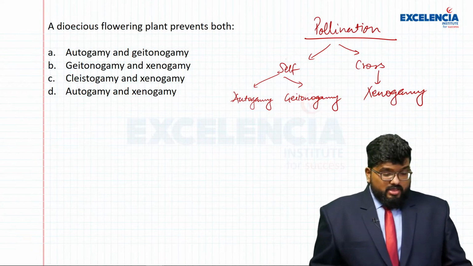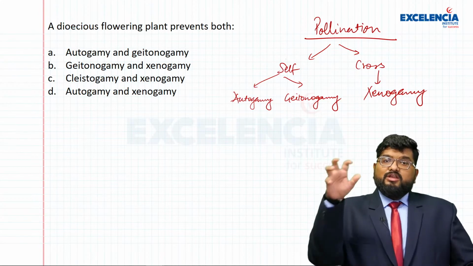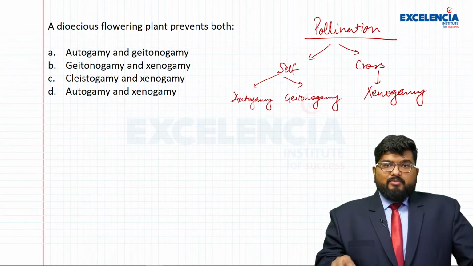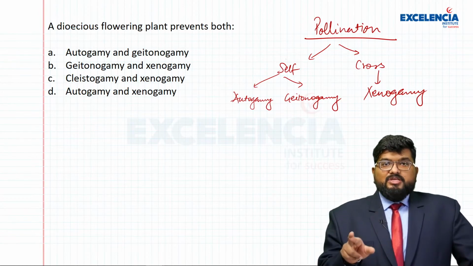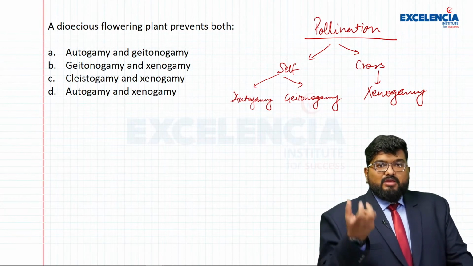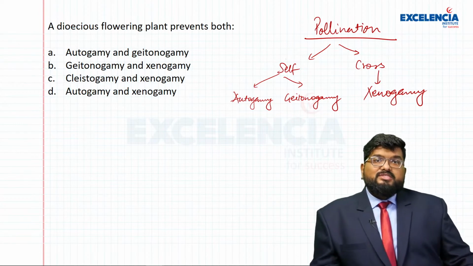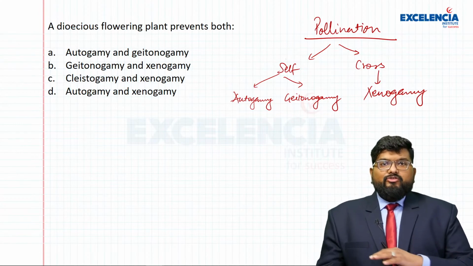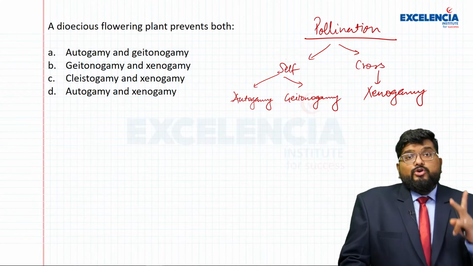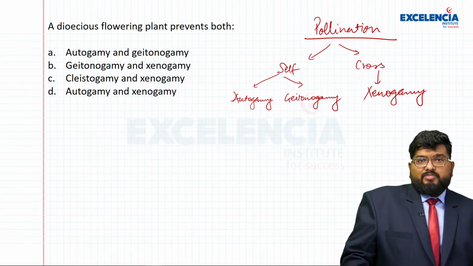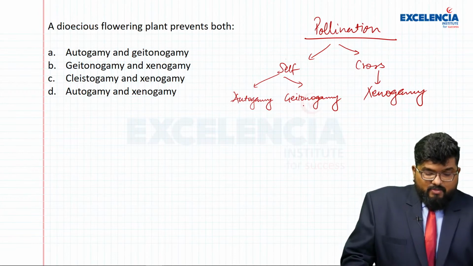Now, autogamy is true self-pollination, that is, the pollination occurs in the same flower. Geitonogamy is genetically self-pollination, ecologically cross-pollination. That means the pollination is happening between two separate flowers, but on the same plant. Xenogamy is absolutely true cross-pollination, where the pollination occurs between two different flowers on two different plants, but of the same species. Got it? So, autogamy, geitonogamy.